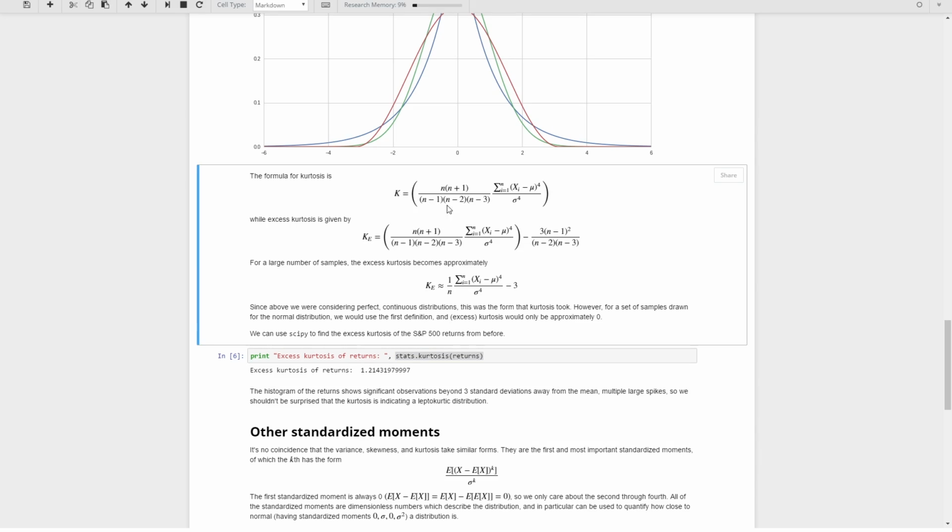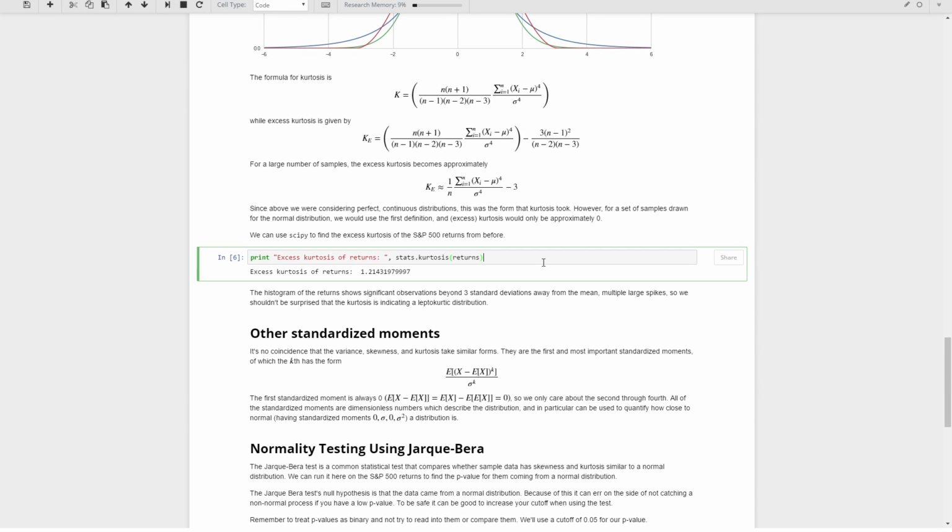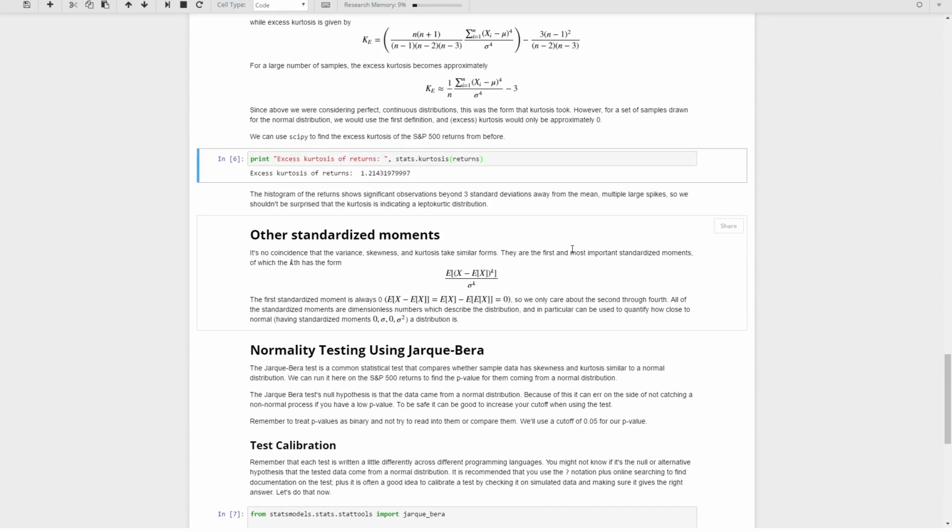You probably noticed that the kurtosis, at least in this form, looks particularly similar to the skewness up above, as well as the variance in general. And that's because these are standardized moments. All these standardized moments take the form of the expected value of x minus the expected value of x, raised to the kth power, divided by sigma to the k, and that sigma is the standard deviation. So in this particular case, variance takes on the form of k equals 2, skewness takes on the form of k equals 3, and kurtosis takes on the form of k equals 4.